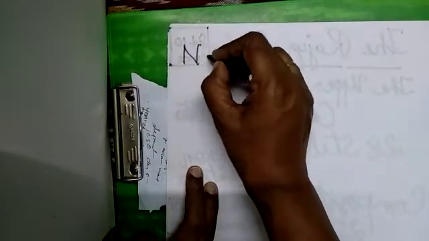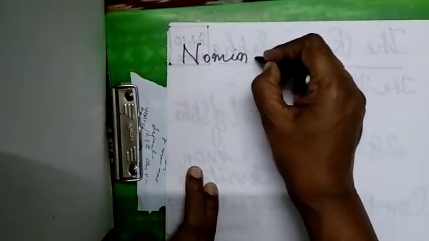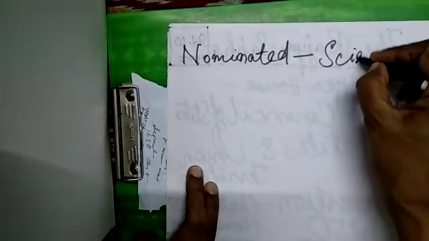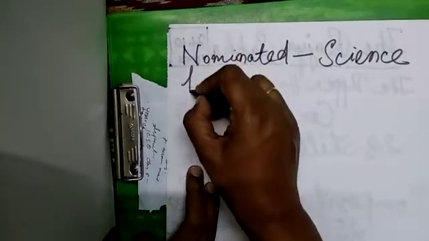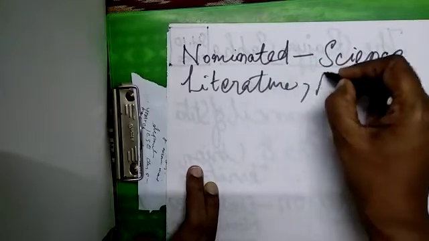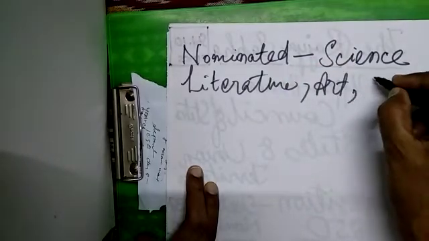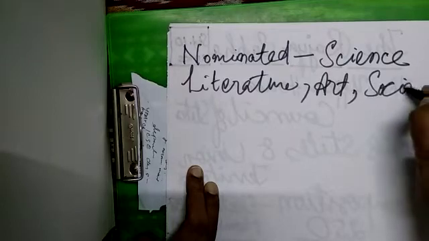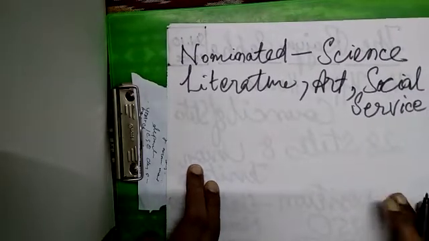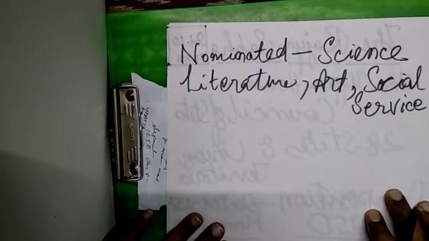Who are nominated to the Rajya Sabha? The nominated members of Rajya Sabha are those who excel in the field of science, literature, art, and social service. These are the 4 fields from which 12 members are nominated to Rajya Sabha by the President.